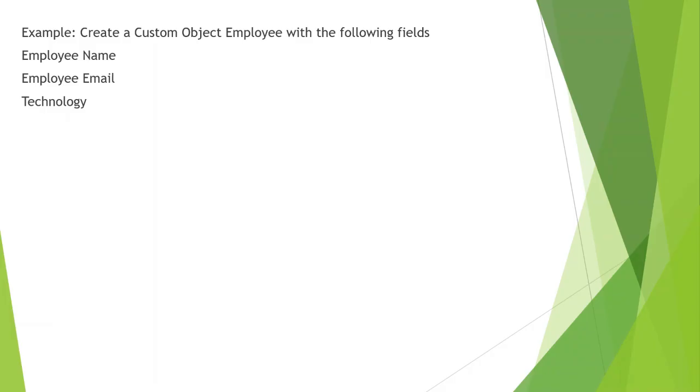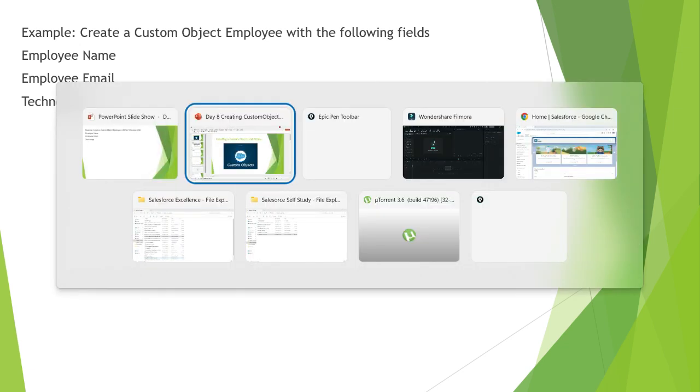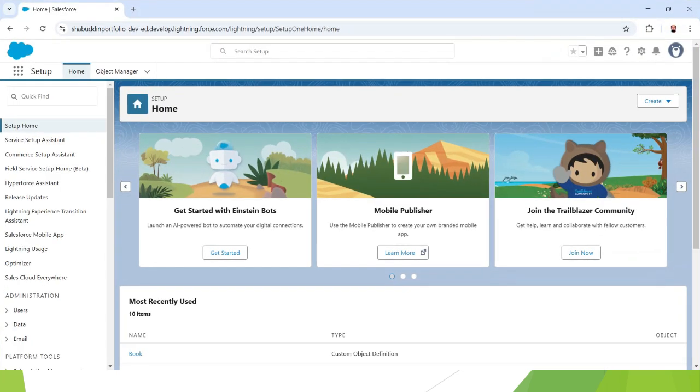Now, to make you understand clearly, I will create one object named employee and will try to find out what the standard fields are which are created by default and how to create three fields: employee name, employee email, and technology. Clear? So let us move to the Salesforce platform.